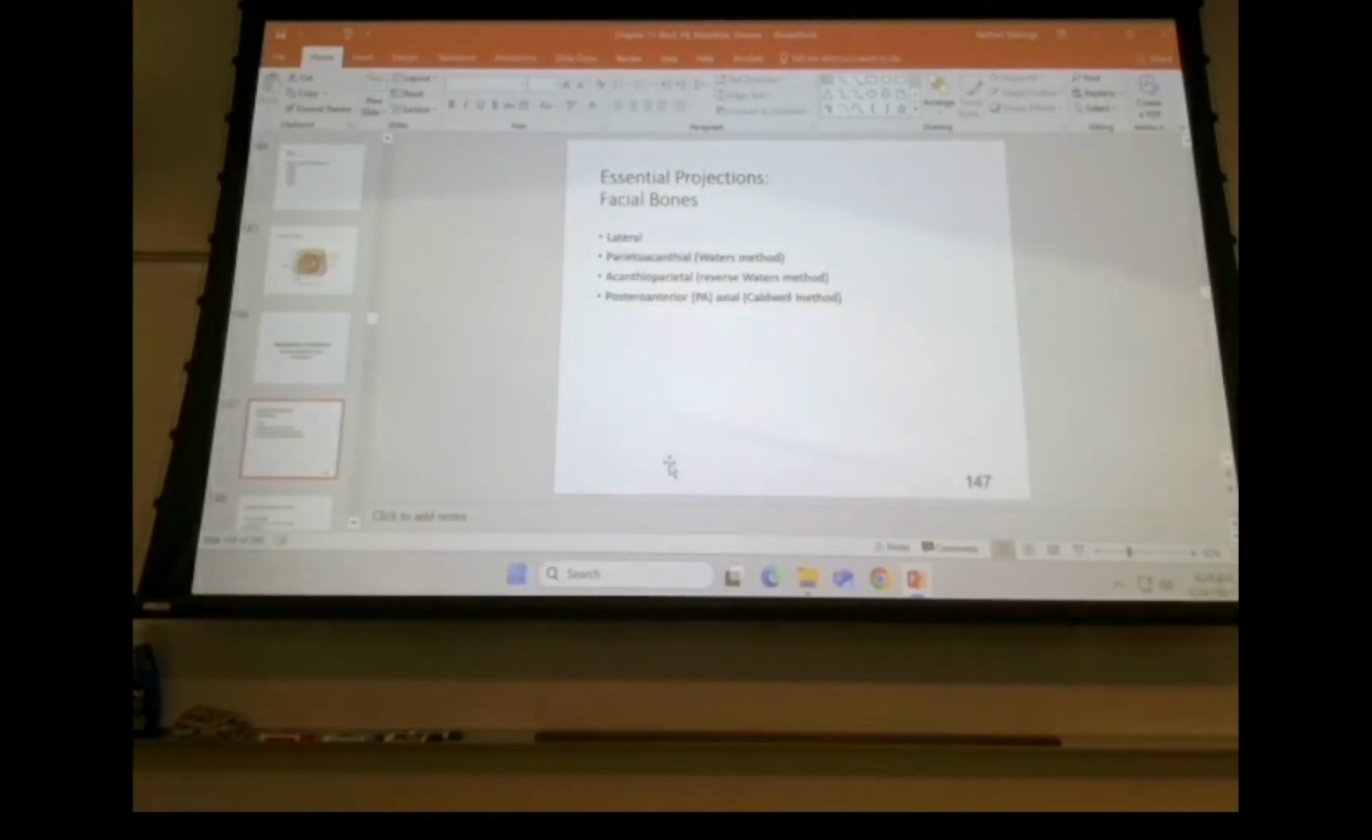All right, so what we're going to do for facial bones are a lateral, a Waters method, which is a parietal, and we're going to talk about two different Waterses, and then we're going to talk about a reverse Waters and also a PA axial Caldwell. So the only thing that we're adding new in this case is going to be the Waters. So everything else is the same.